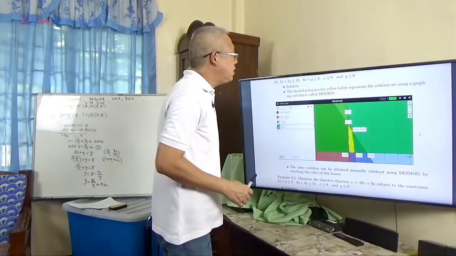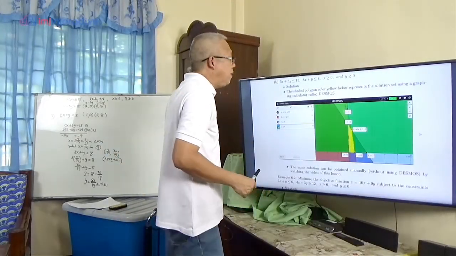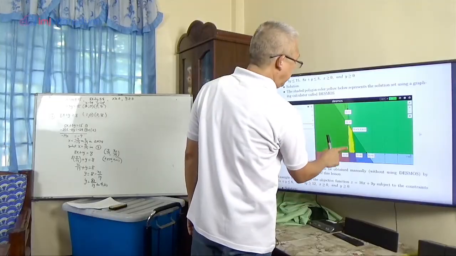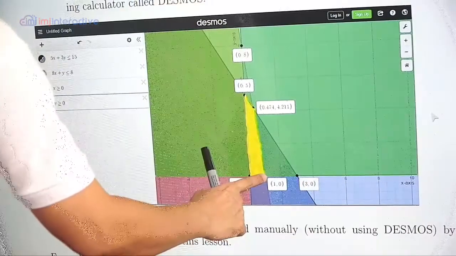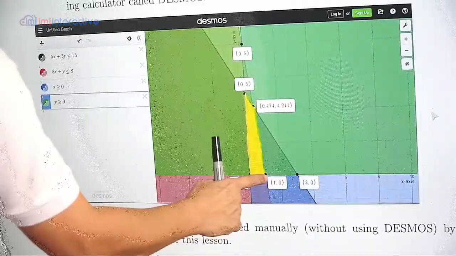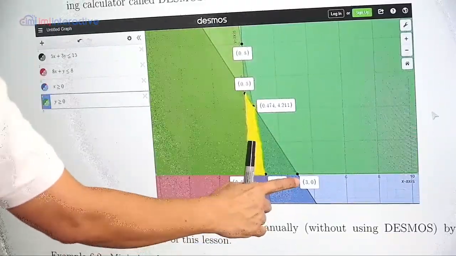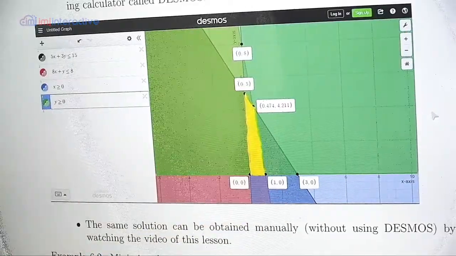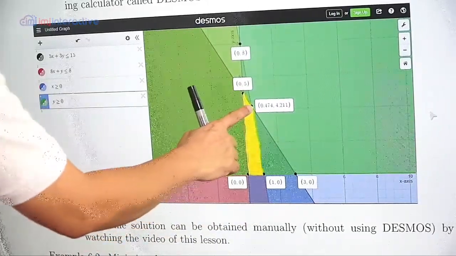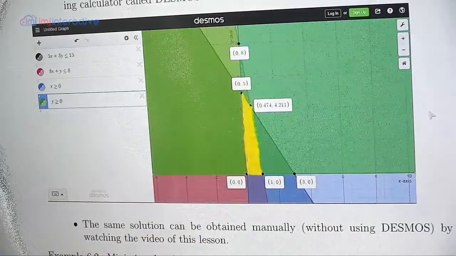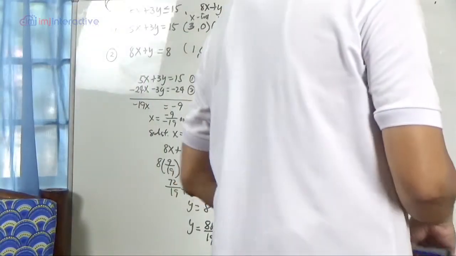Next, let's take a look at the graph. So here in this graph, you can see all the points that we have identified. 0, 8, 1, 0. This is equation 2. 0, 5, 3, 0. That is equation 1. Now, this is the point of intersection, 0.474 and 4.211. Next, let us try to identify the region.